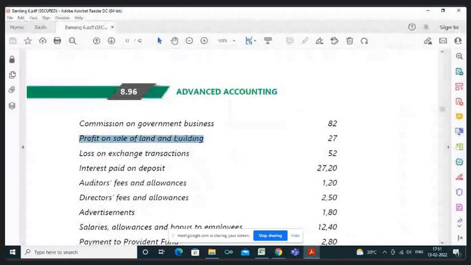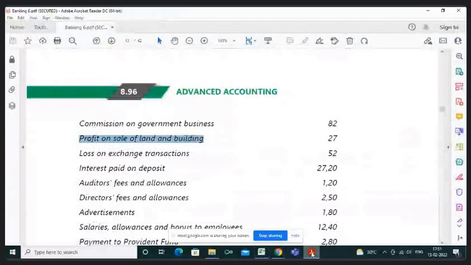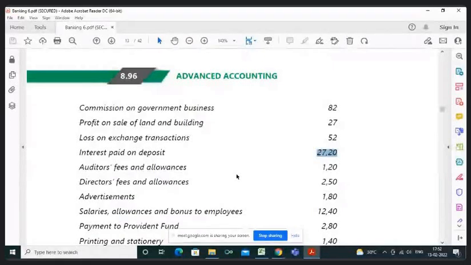Then profit on sale of land and building 27. And we have loss on exchange transactions. Even though it is a loss, we have to show it as part of the other income schedule. We will show it as a negative number. So loss on exchange transactions will be minus 52.